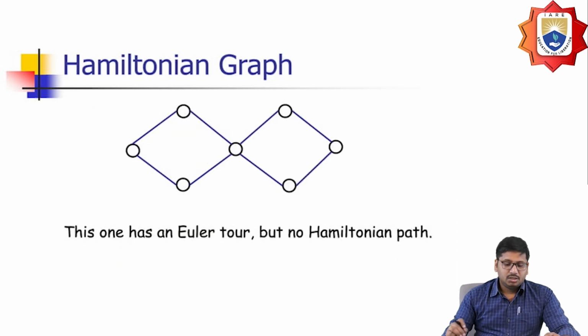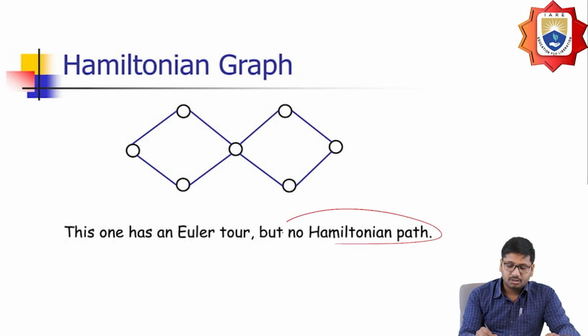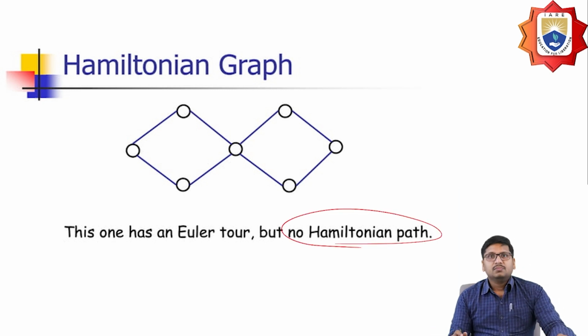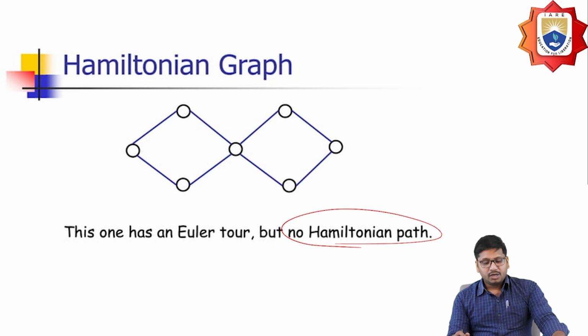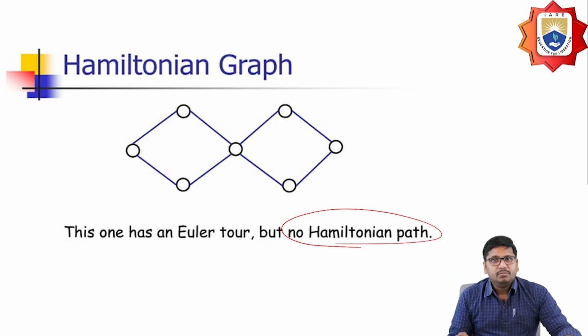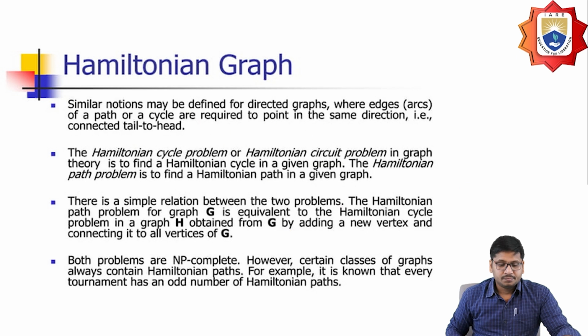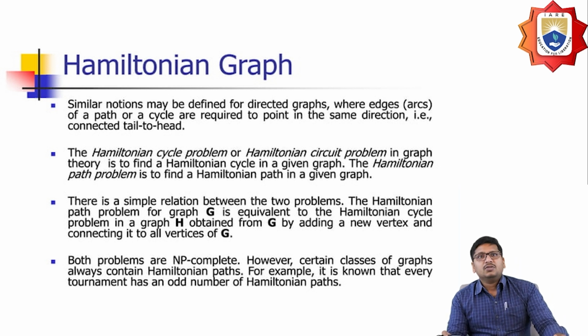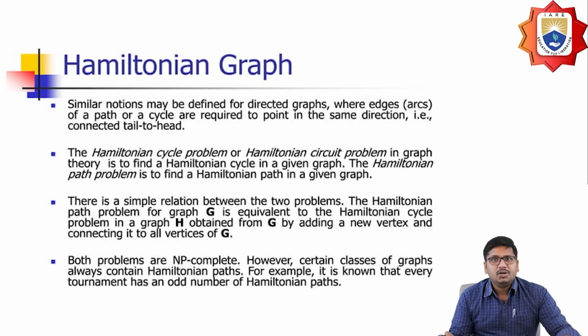Similarly, this one has an Euler tour but no Hamiltonian path here. So in this graph we are able to obtain the Euler tour, but a Hamiltonian path is not there in this graph. Similarly, some notations may be defined for the directed graph, where the edges of the path or cycle are required to point in the same direction, so that it is connected tail to head.